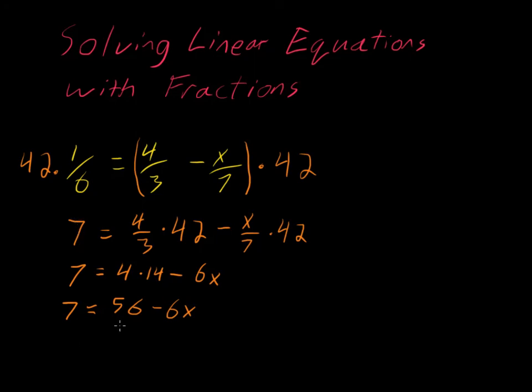To finish up, we subtract 56 from both sides of the equation, and we have negative 49 equals negative 6x. To solve for x, we now divide both sides of the equation by negative 6, and we get for our answer, x is equal to 49 divided by 6. If you wanted to, you could then check that solution by plugging it back into our original equation up here, making sure that we got the correct answer. And so you can always double check your work that way.